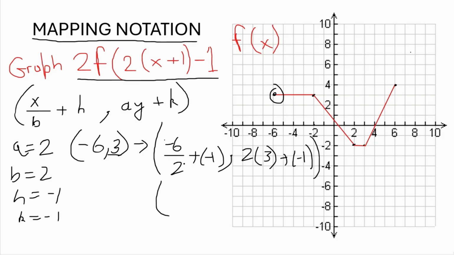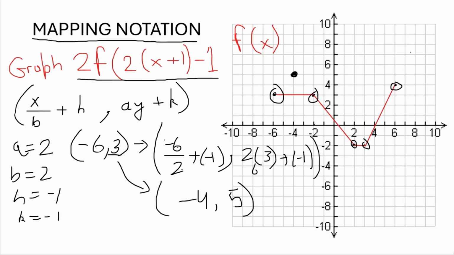Okay, so your new value becomes -6 divided by 2 is -3, and -3 minus 1 is -4. Okay, and 2 times 3 is 6. 6 minus 1 is 5. So that's it. Your new point becomes minus 4 and 5. Where is that? Minus 4 and 5. That's one of your new points. Now you do that again for all these other points.